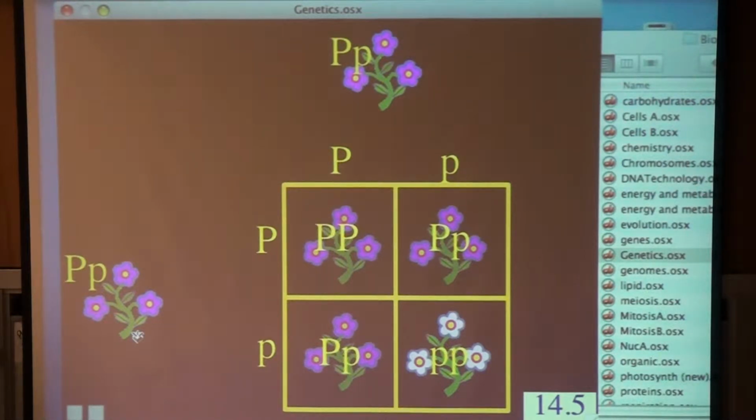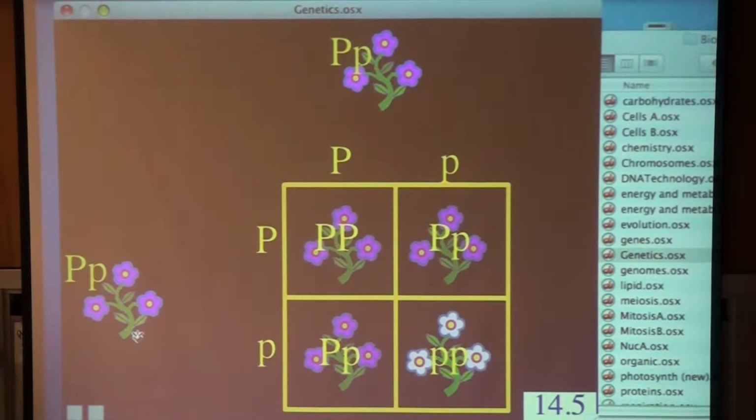But if you concentrate on the genotypes, the probability that any offspring will be homozygous dominant is 1 out of 4. The probability that any one offspring will be heterozygous is 2 out of 4. And the probability that any offspring will be homozygous recessive is 1 out of 4. Again, those probabilities are straight off the Punnett square there.